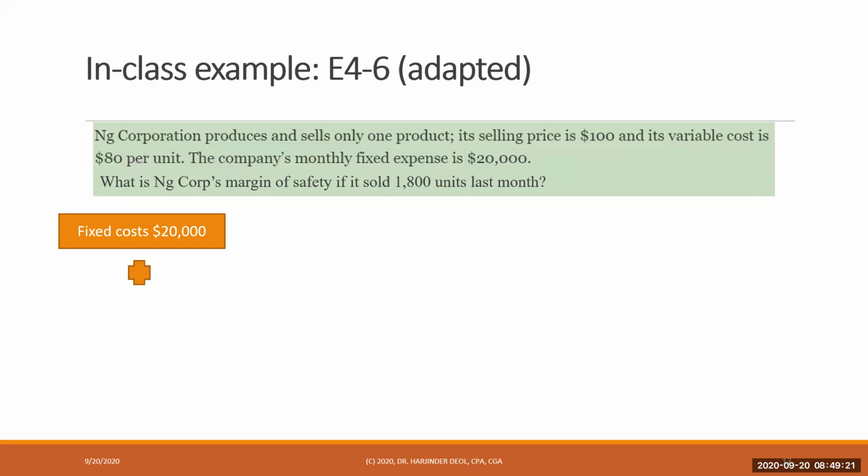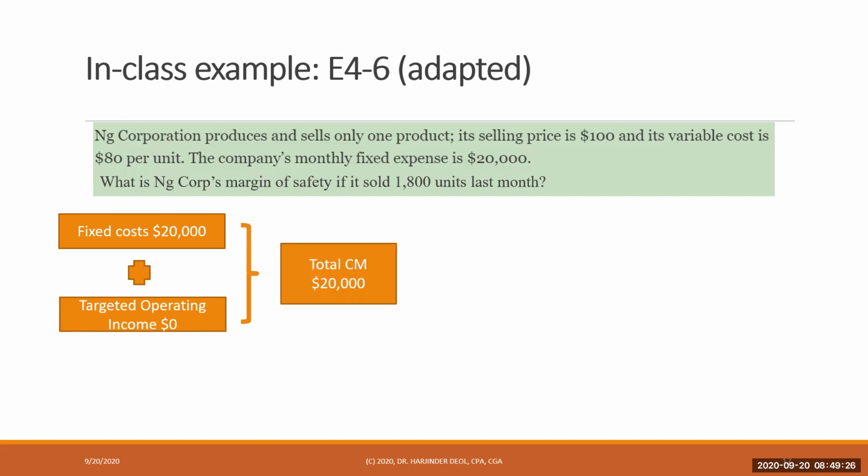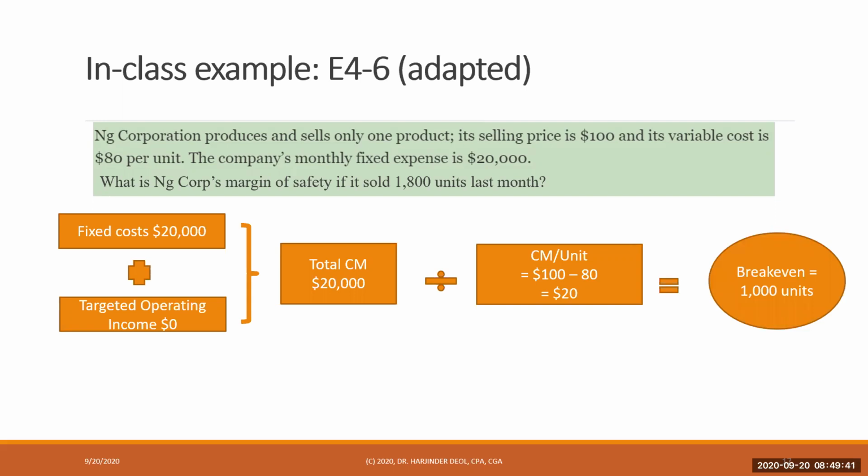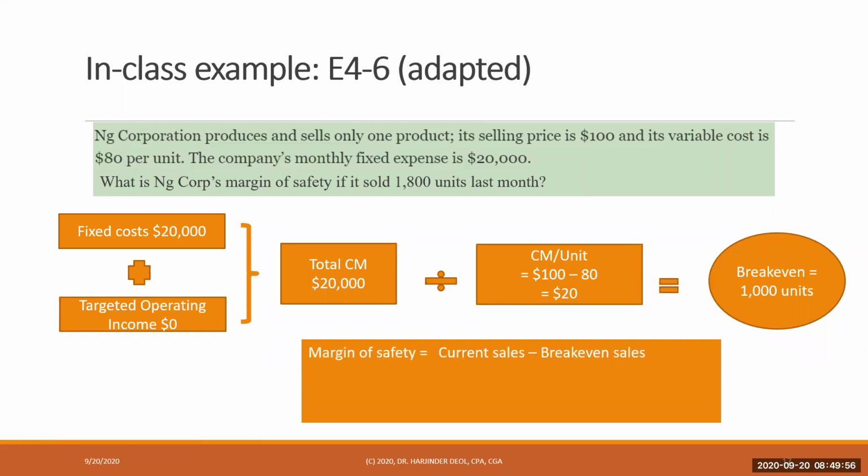So fixed costs of $20,000 plus targeted operating income of $0 gives us total contribution margin of $20,000 that the company has to earn in order to break even. Divide that by $20 per unit of contribution margin, you get break-even point of 1,000 units. So the company has to sell 1,000 units in order to break even. From that, to get to the margin of safety, we will subtract from the current sales the break-even sales.